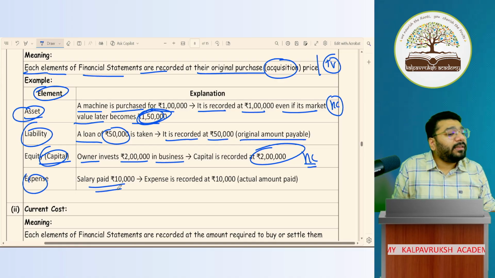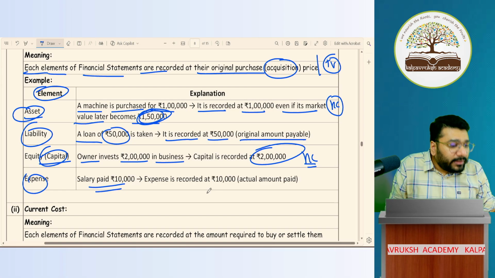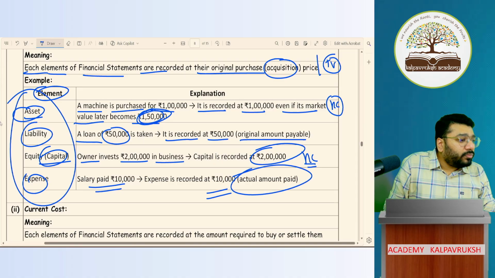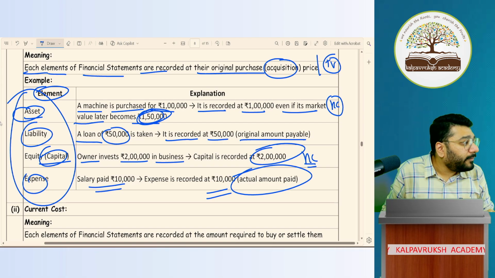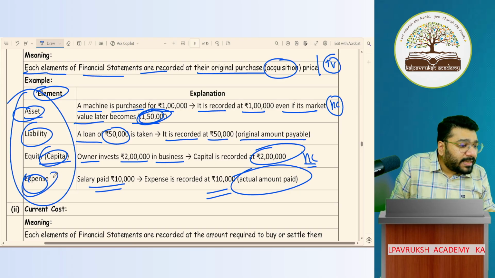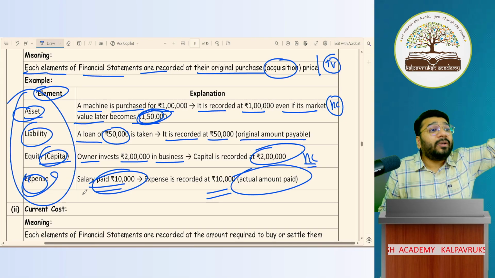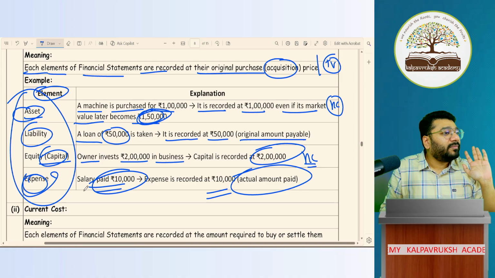Expenses, salary paid 10,000. How much should I record? What amount am I supposed to pay? Transaction value, that only I'll record. That is historical cost. So the measurement of all these values is derived from the framework concept. Got it, not got it? For recording expenses at this value, is there any particular accounting standard? No. So where there is no accounting standard, what will we apply? We'll apply the framework. Got it, not got it?